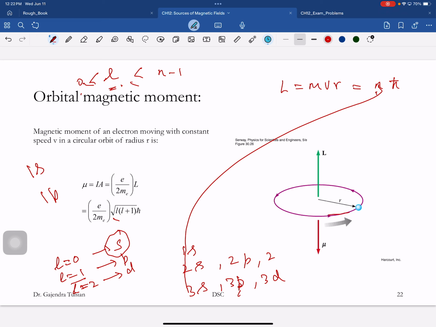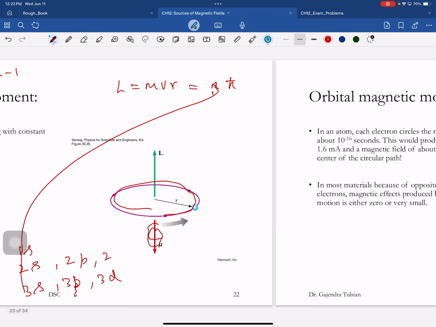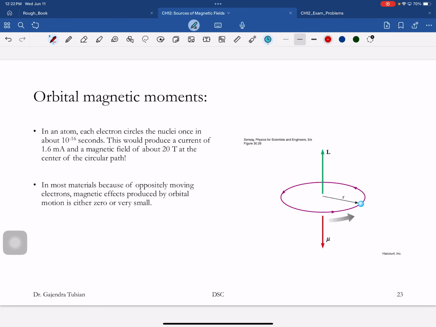So in an atom, the electron going around produces a magnetic field, and that's the magnetic moment of the electron going out in an orbit. In an atom, each electron circles the nucleus once in about 10 to the minus 16 seconds. So the electrons are going pretty fast. This would produce a current of 1.6 milliamp, a single electron is producing, and a magnetic field of about 20 Tesla at the center of the circular path. So the magnetic field the electron produces is 20 Tesla, a single electron.